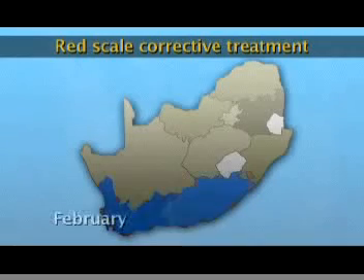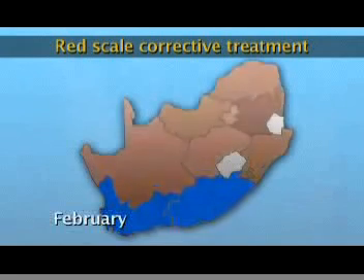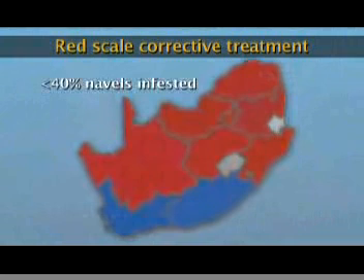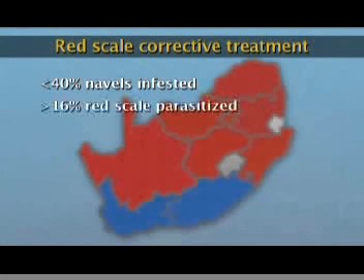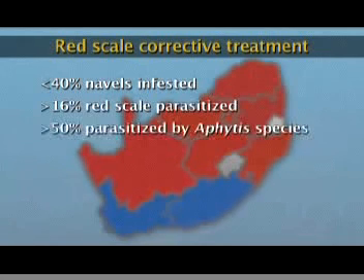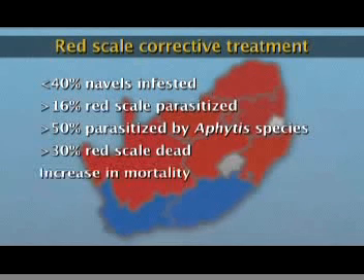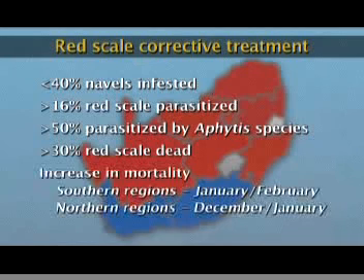Firstly, in February, in the cooler Cape regions, and possibly January in the hotter northern regions, fewer than 40% of navels should be infested with red scale. At least 16% of the scale should be parasitized, and at least 50% of this parasitism should be by an Aphytis species. At least 30% of the scale should be dead, and in the cooler southern regions, there should be a dramatic increase in the percentage of scale dead from January to February, and in the hotter northern regions, a dramatic increase in mortality from December to January.